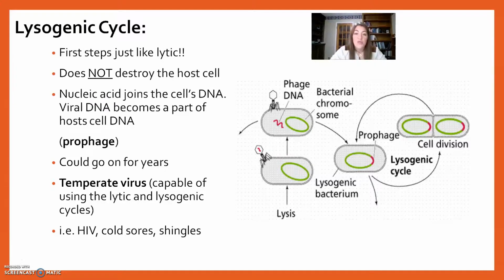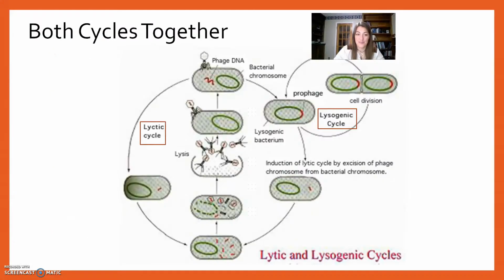And a lot of diseases that we get, they say you have it for life. It's because once you have that DNA, that your DNA has now incorporated, let's say, the new viral DNA, you will always have that in your system. And so right here, at first, it does not kill the host cell. It will just allow the cell to do its normal life cycle, reproduce and create more bacteria cells, and now have more viral DNA.